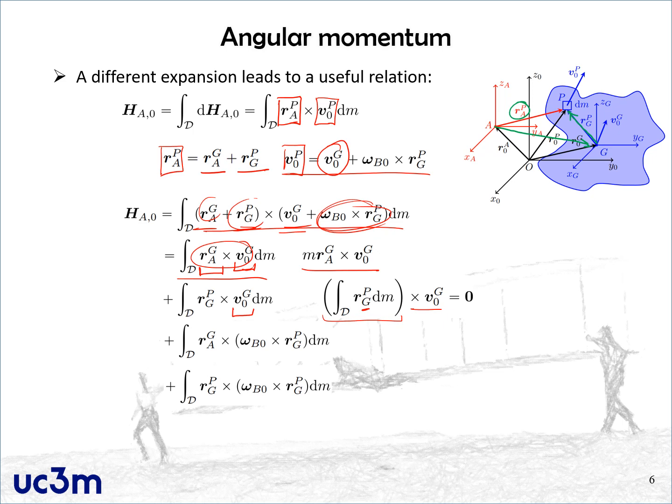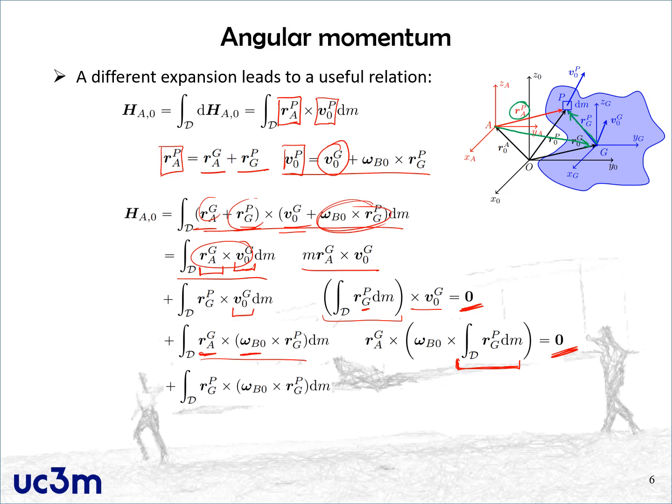Okay, so this second integral doesn't contribute anything to the result, it's always equal to 0. In the case of the third integral, we have this double cross product where this vector and this vector are constant inside the integral, so we can take them out. And what we have is again this integral of rpg, which will be 0 because it will give us, again, the position of g as seen from g. So that is the null vector. So again, this integral does not contribute as well.